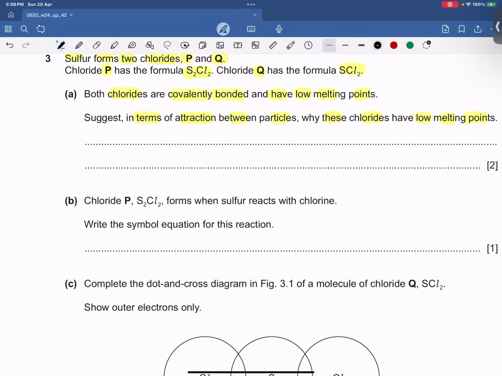First, they exhibit simple molecular structure. Particles are held together by weak van der Waals forces.